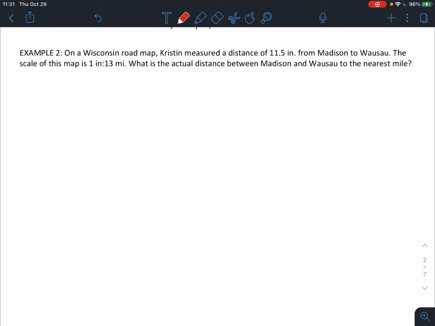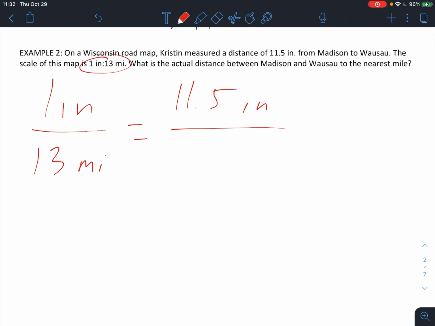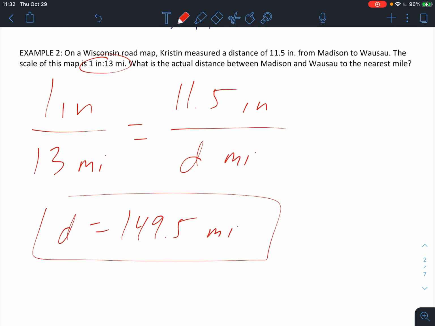Number 2, on a Wisconsin road map, Kristen measured a distance of 11.5 inches from Madison to Wausau. The scale on this map is 1 inch equals 13 miles. What is the actual distance between the two cities to the nearest mile? So 1 inch on the map is 13 miles in real life. She measured 11.5 inches on the map, and we want to know, I'm going to use D for distance, the actual distance in miles between the two cities. Cross multiply, we get 1 inch times D miles, that's just D. And then 13 times 11.5 is 149.5. That's your answer. Units are miles. So those two cities are 149.5 miles apart.